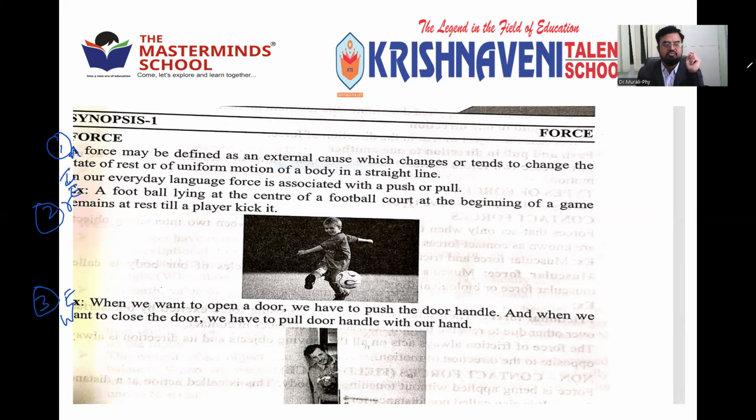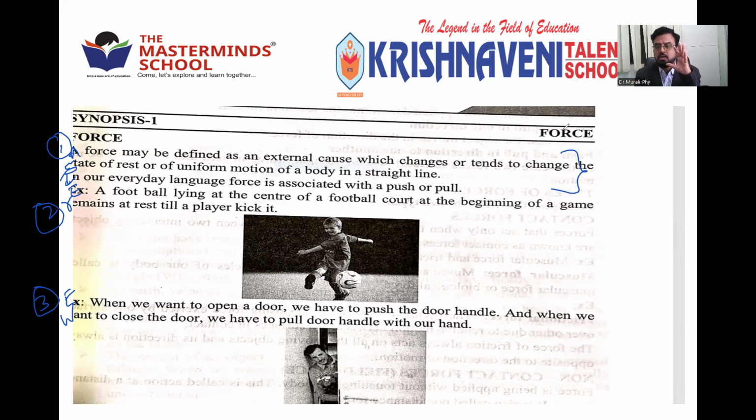First point: a force may be defined as an external cause which changes or tends to change the state of rest or of uniform motion of a body. In our everyday language, force is associated with push or pull. That is one point. The second point is examples, example 1 and example 2. Three points in total, to understand force.